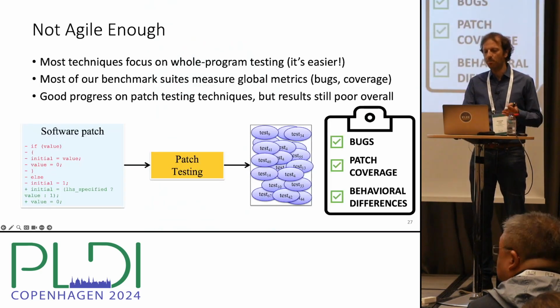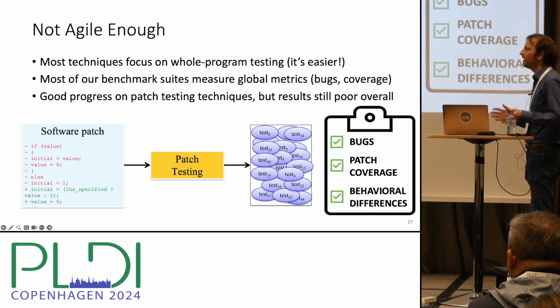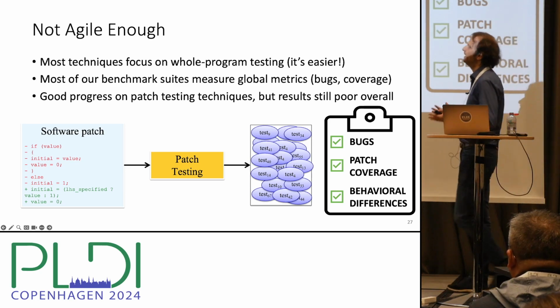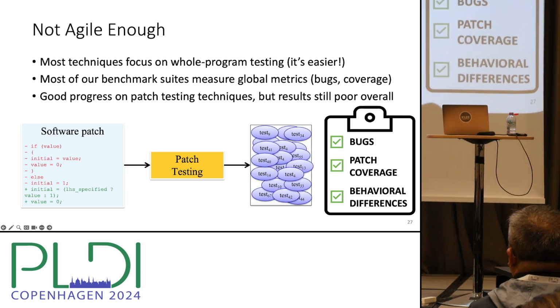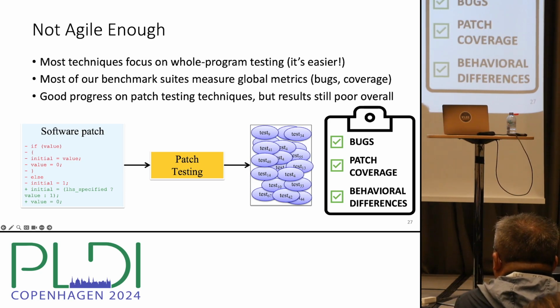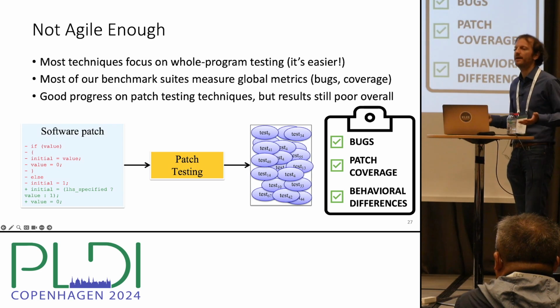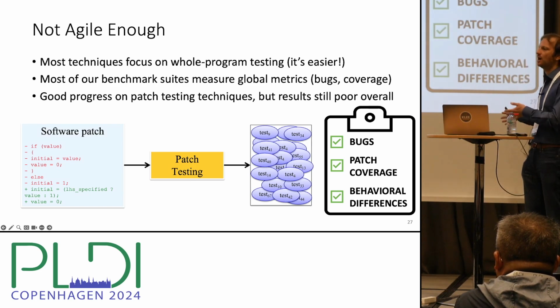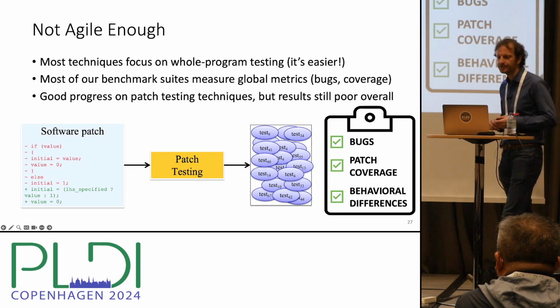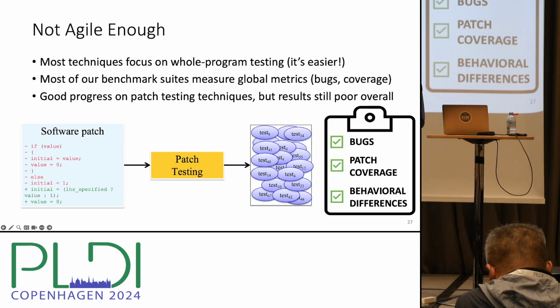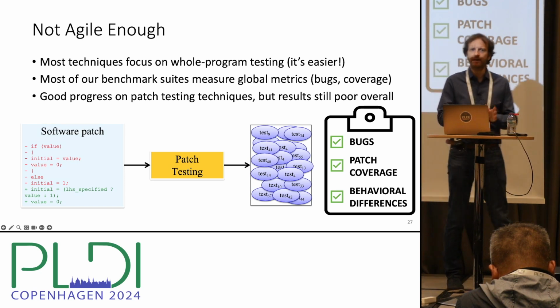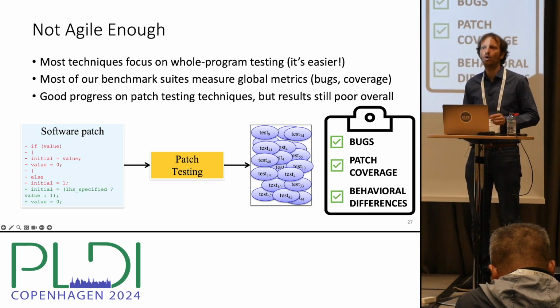So again, we have a yes, but. One big issue is that fuzzing is often not agile enough. Most of the fuzzing techniques being developed out there are for whole program testing, and in fact, most of the benchmark suites in use measure global metrics. How many bugs did you find in this program? How much coverage have you achieved in this application? As opposed to how well did you test this patch and whether you found bugs in that code change. Now, there has been good progress recently on these techniques, but I think the results are still poor compared to whole program testing.